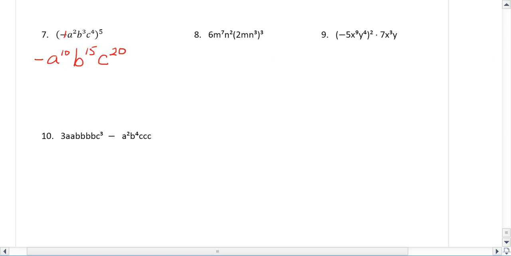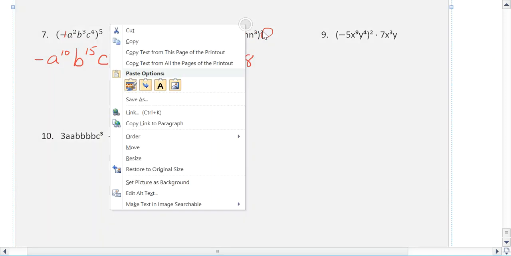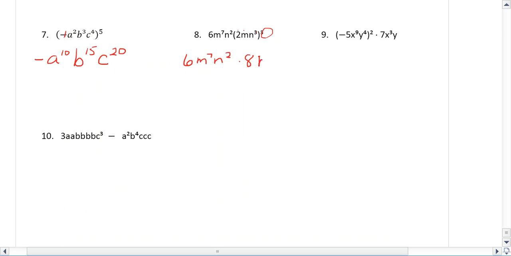In example 8, we have two things going on. We have some power to a power, and we're multiplying like bases, and of course in PEMDAS we take care of this exponent first. So we're going to leave this 6m to the 7th n squared alone for a minute and raise everything inside this parenthesis to the 3rd power. 2 to the 3rd, 2 times 2 is 4, times 2 is 8. This m is being raised to the 3rd power. And this n to the 3rd becomes n to the 9th.